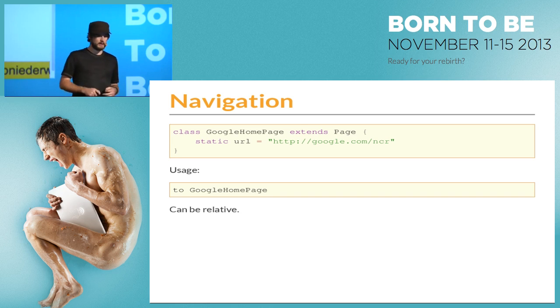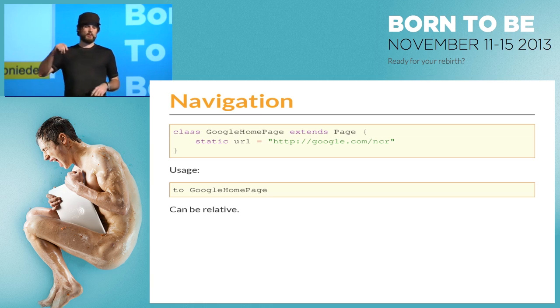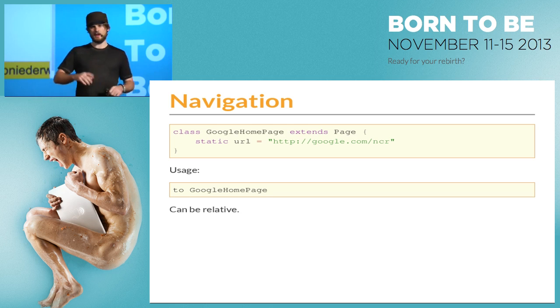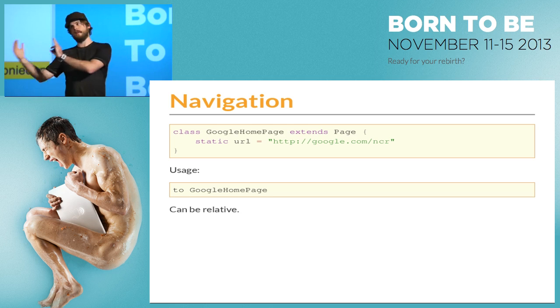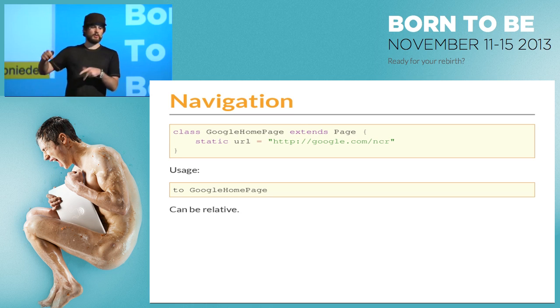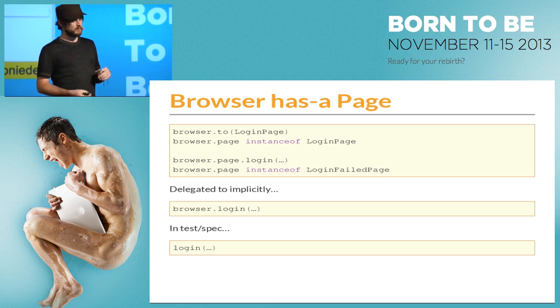The first one, static url, is about navigation. If I say go to this page, where should I go? So we define a static url property. Anything that resolves to a string can be used there. And then in my test, I just say to, then the name of that page class. In Groovy, we don't need .class on the end to talk about a class literal, but in Java we'd have to write GoogleHomePage.class here. So to is just a method on the browser object. And of course, this URL can be relative as well. If it's relative, Geb's configuration mechanism will work out what the actual absolute URL is.